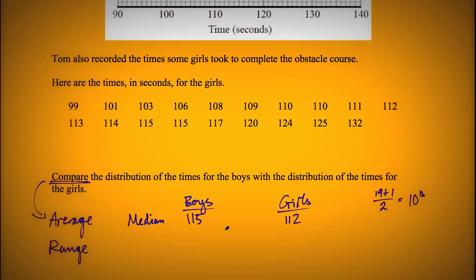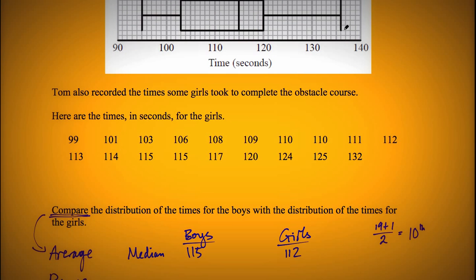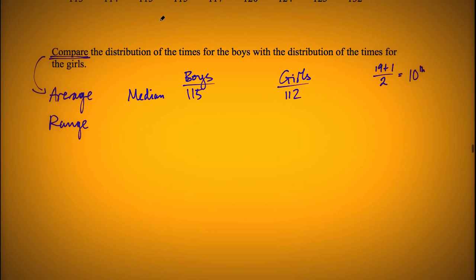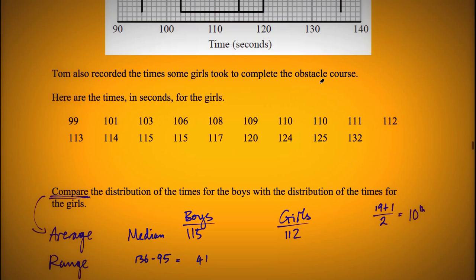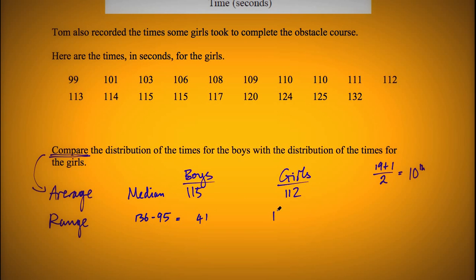Range for boys, we've got 136 minus 95. So that is 13 minus 9 is 4, 41. And for the girls, we've got 132 minus 99, so that's 33. And that gives me enough to compare these two, but also I should be able to calculate the interquartile range.